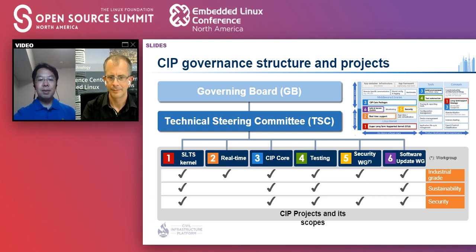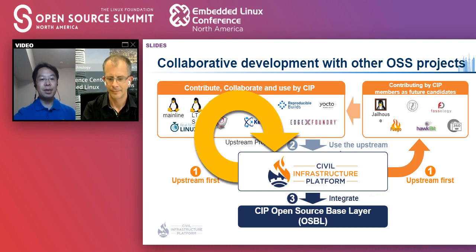To realize the CIP base layer, we also have a strict policy, which is the upstream first policy. To create the CIP base layer, we of course use Linux, and Linux mainline is our upstream. Currently we focus on creating a super long-term support kernel, which means the stable kernel team is also our upstream. So we contribute first, then pick that output into CIP to create our base layer. This is the structure of what we are currently doing.